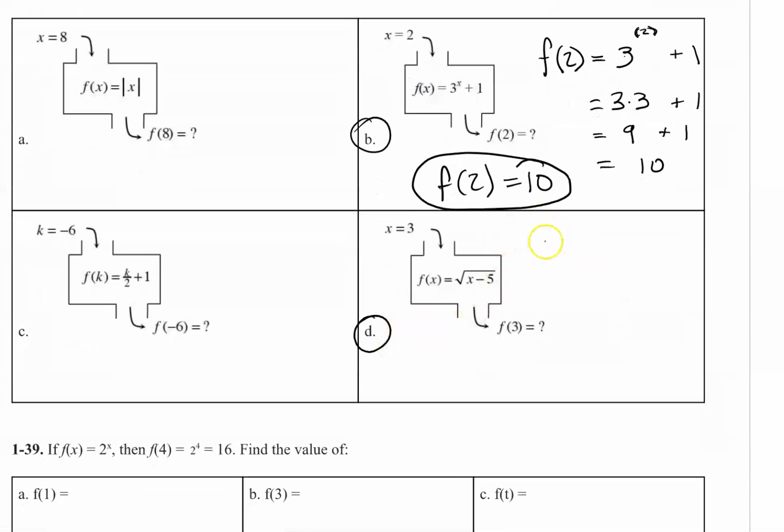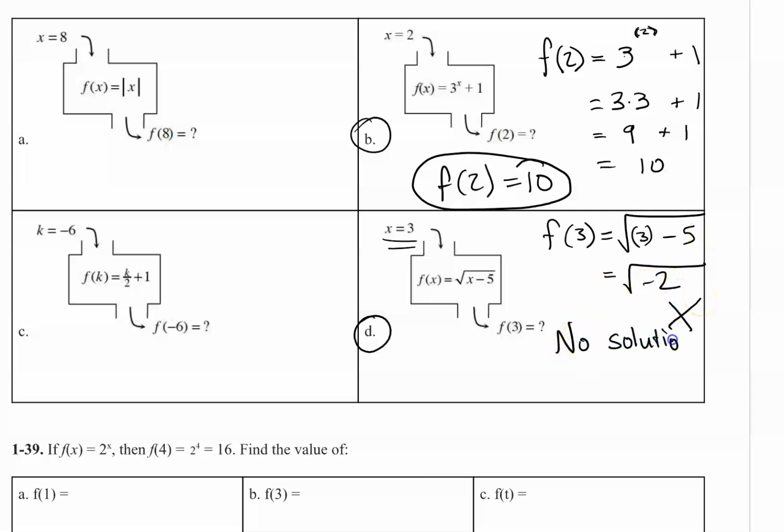D. f of 3 equals the square root of the input x minus 5. And our input x is 3. So 3 subtract 5 is negative 2. And you have to stop right there. That's going to be no output or no solution. The reason being is you can't take the square root of a negative number.